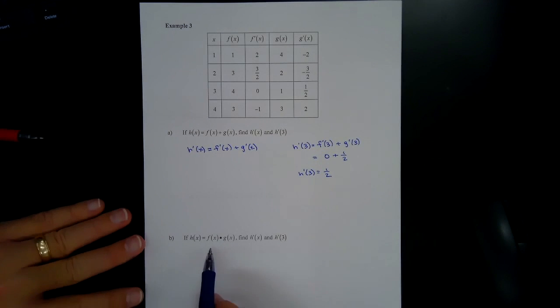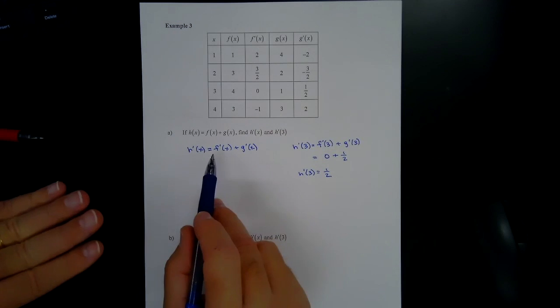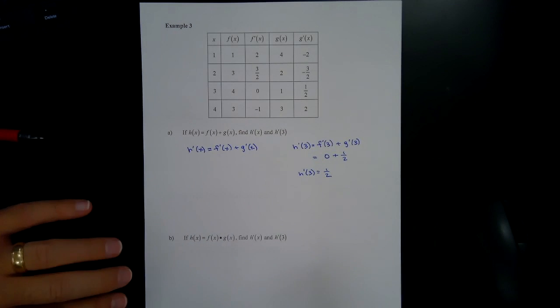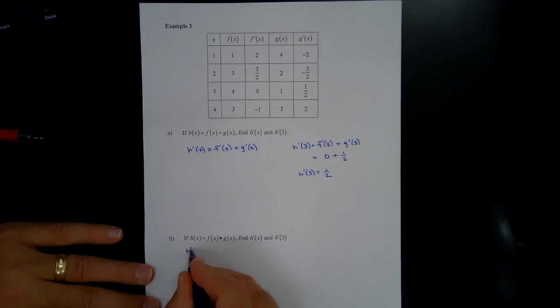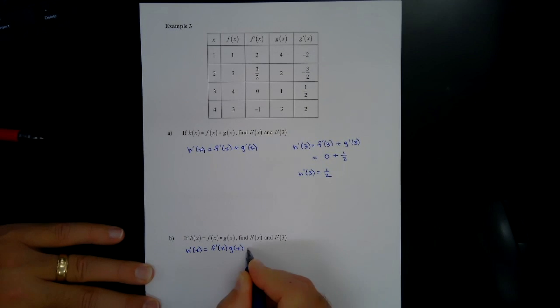Okay. So how about if it's a product, right? If it's a sum or difference, the rule is you just take the derivative of each one individually. But that's not true with a product, right? We have to apply the product rule on this one. So h prime of x on this one is equal to f prime of x times g of x plus f of x times g prime of x. So then h prime of 3 would equal f prime of 3 times g of 3 plus f of 3 times g prime of 3.